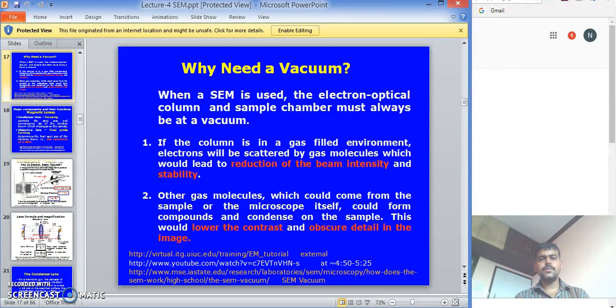The need of vacuum: when SEM is used, the electron optical column and sample chamber must always be kept in a vacuum, because if the column is in a gas-filled environment, electrons will be scattered by gas molecules, which would lead to reduction of the beam intensity and stability. The other gas molecules which could come from the sample or the microscope itself could form compounds and condense on the sample. This would lower the contrast and obscure detail in the image.